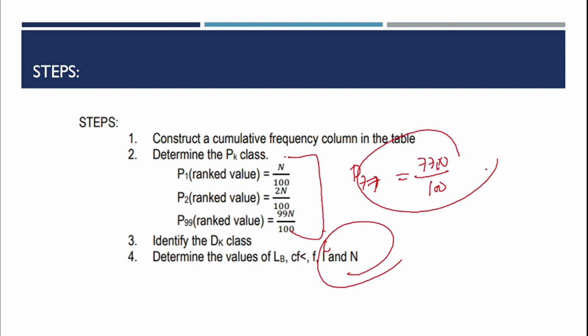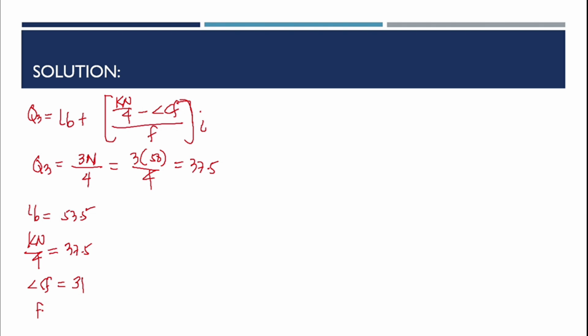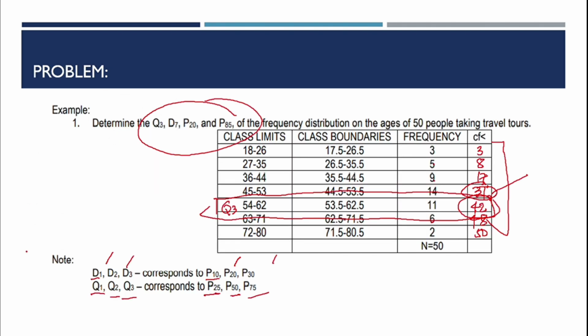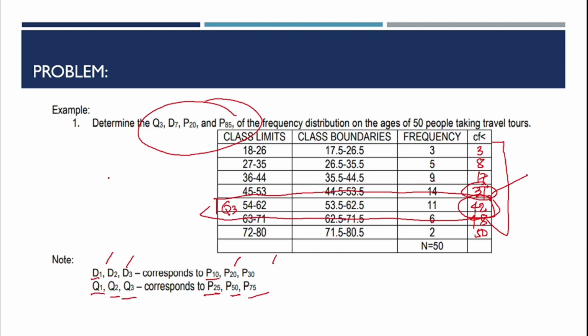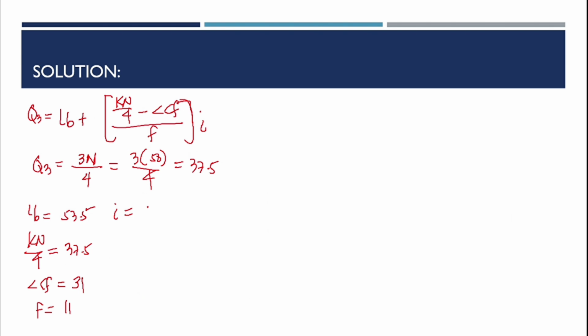Next, we look into the frequency. The frequency is 11. And what is the interval? The interval is 27 minus 18, which is 9. Our n is equal to 50. After that, we substitute the values given. 53.5 plus Kn over 4, which is 37.5, minus 31, over the frequency, 11, times the interval, 9.